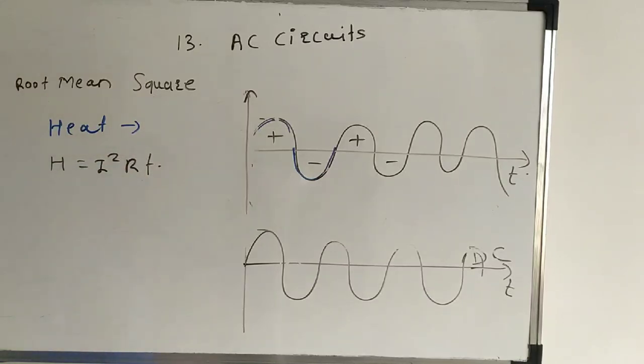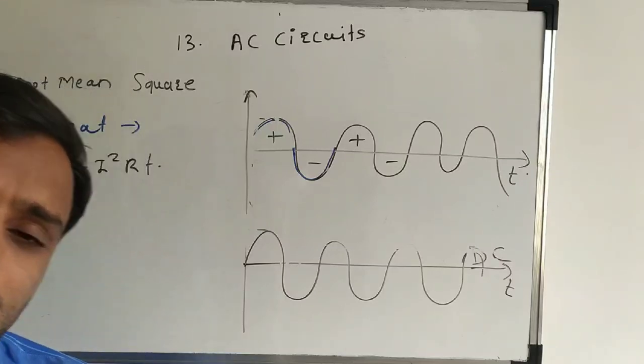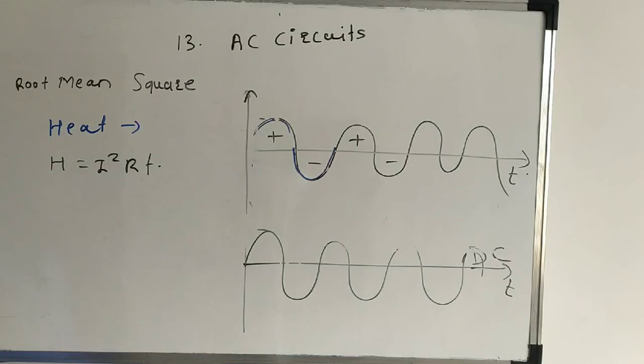if the value of current is negative or positive, irrespective of the direction of the current, the square of the current becomes positive. So finally they decided to take the value of heat as the quantity to measure the value of alternating current and alternating EMF. Now, what is the relation between the RMS value of the current or RMS value of the EMF?